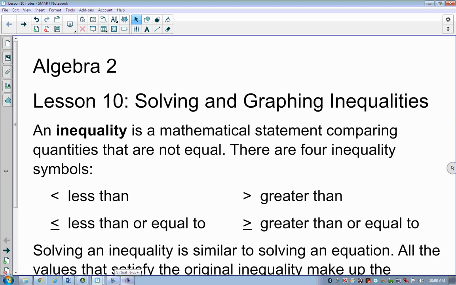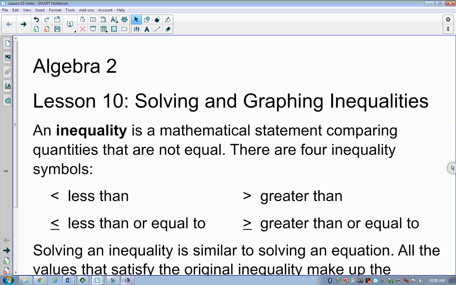All right, so today we're going to talk about Algebra 2 Lesson 10, solving and graphing inequalities. And I'm hoping that we're fairly familiar with a lot of this. An inequality is a mathematical statement comparing quantities that are not equal. And there are four inequality symbols that you should be familiar with. How many of us are familiar with greater than, less than, less than or equal to, greater than or equal to? All of those things.